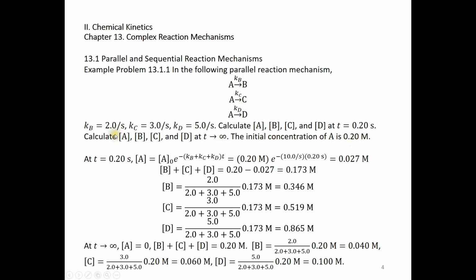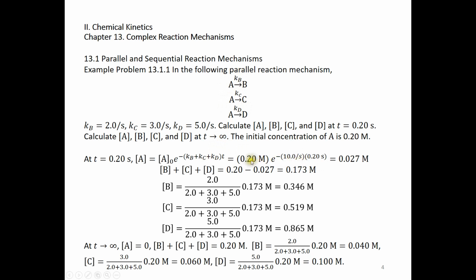We can also compute the concentrations of A, B, C, D when time approaches infinity. And of course, when time approaches infinity, obviously A should be 0. All of A is consumed. But now let's look at this condition. At time 0.2 second, we'll just plug in this equation. A is A naught times e to the power of negative k effective t. So k effective is the sum of kB, kC, and kD. The sum is 10 per second.